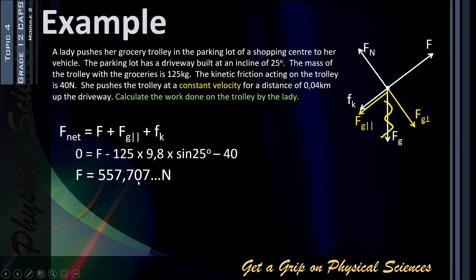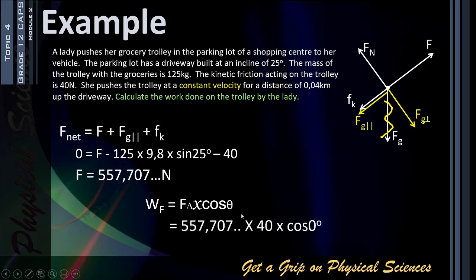Now you will see that I don't round the answer yet, because this was not the answer to the question. The question was to calculate the work done by the lady. So the work done by the lady is this force of 557,707 multiplied by a displacement of 40 meters multiplied by the cos of 0, because the displacement and the applied force are in the same direction. That gives us work done by the applied force of 22,308,29 joule. And now I can round the answer to 2 digits.